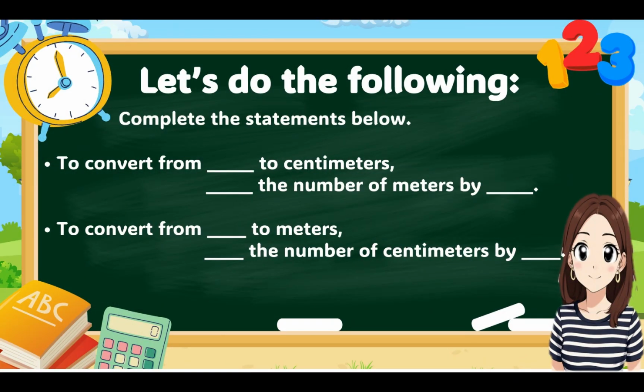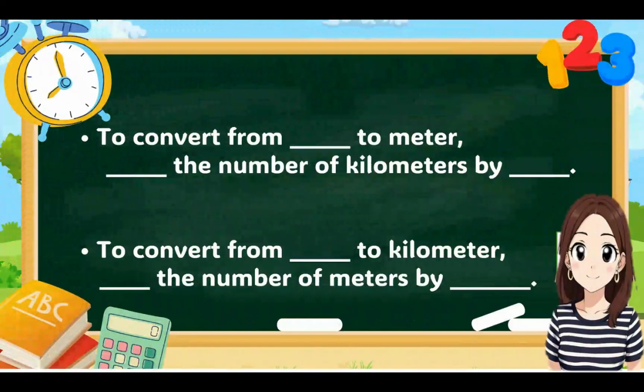Complete the statements below. To convert from blank to centimeters, blank the number of meters by blank. To convert from blank to meters, blank the number of centimeters by blank. To convert from blank to meter, blank the number of kilometers by blank. And to convert from blank to kilometer, blank the number of meters by blank. So you need to put right here the operations that are needed in order to convert the units.